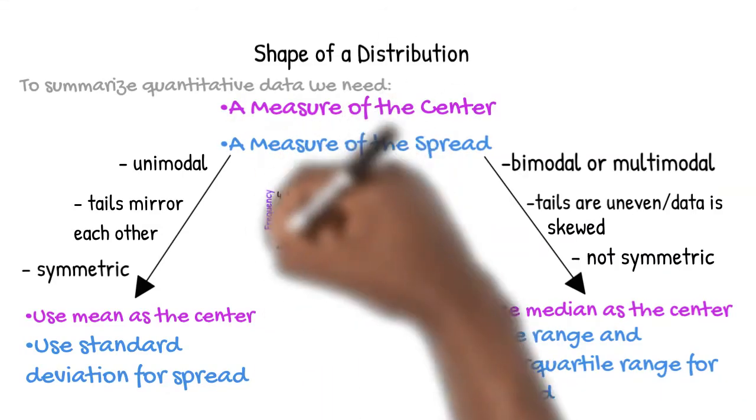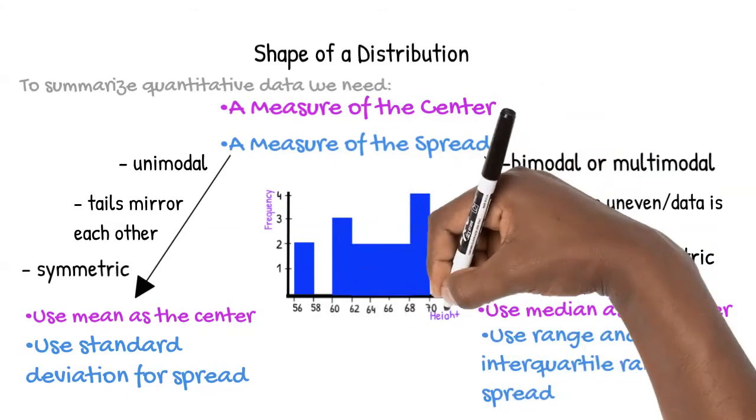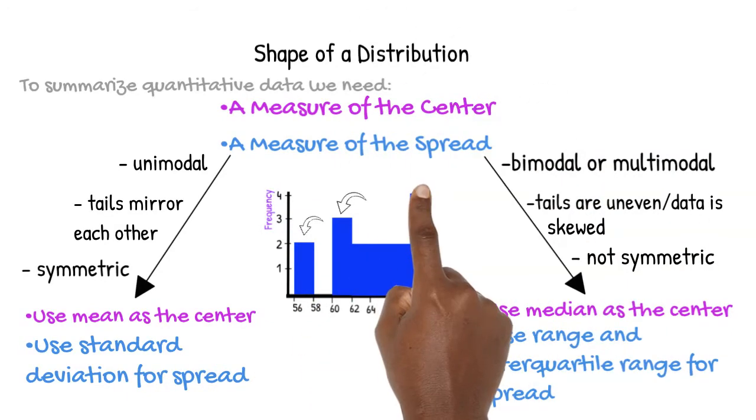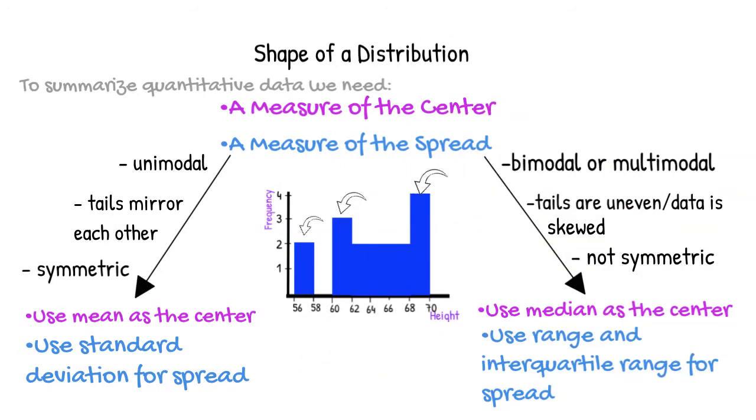Let's look at one more example. Notice here that our histogram has more than one hump. Even though each hump doesn't go up to the same frequency, our data is still considered to be multimodal. It is also clear that the display is not symmetric, so we should use the median, range, and interquartile range to summarize the data here as well.